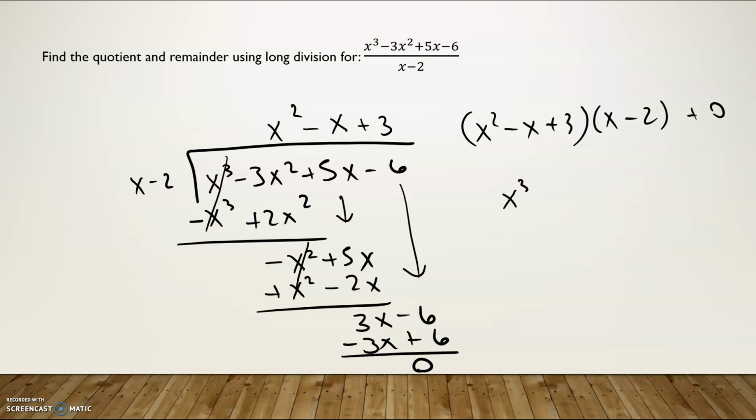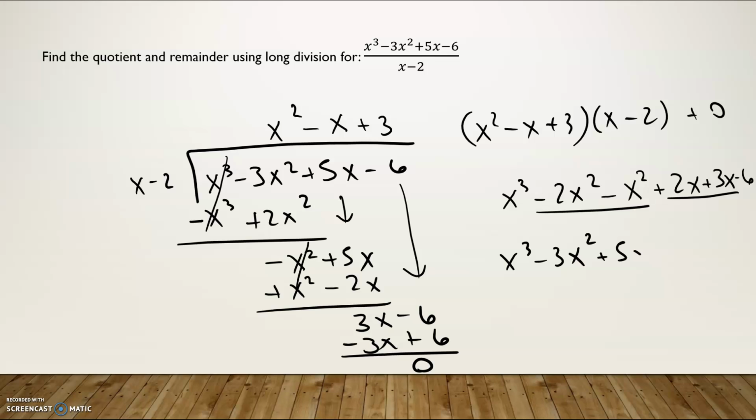So x cubed minus 2x squared, negative x squared plus 2x. Let's see. Plus 3x minus 6. So x cubed, add those two, negative 3x. Add those two, plus 5x minus 6. Okay, so that is the inside.